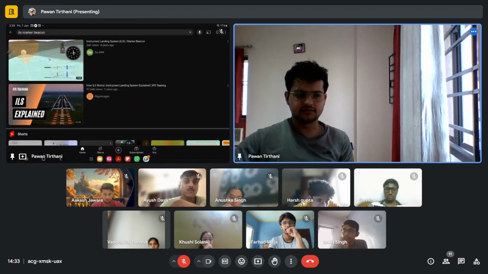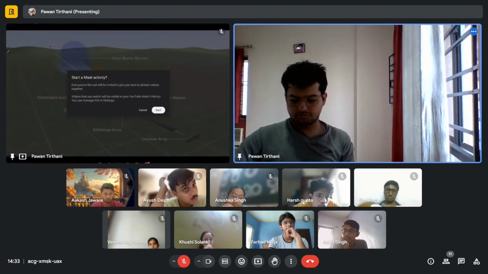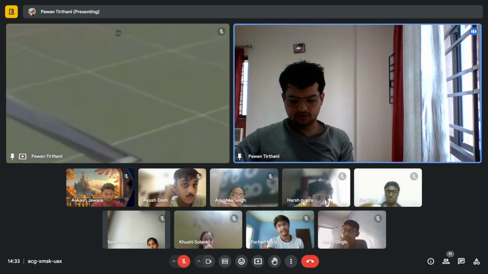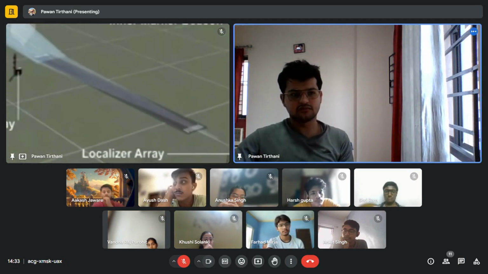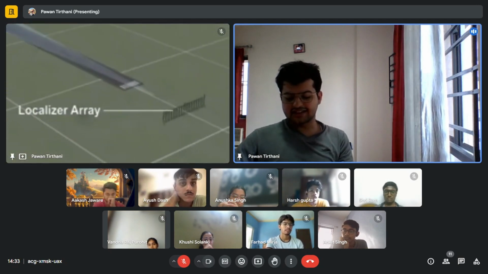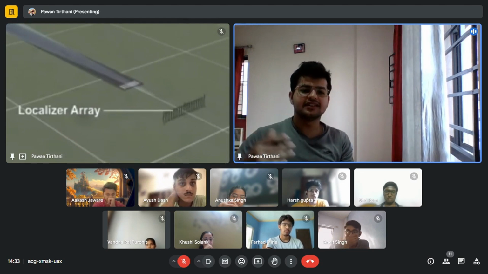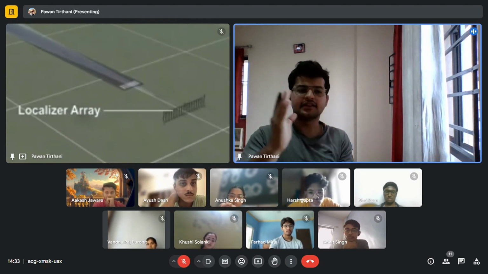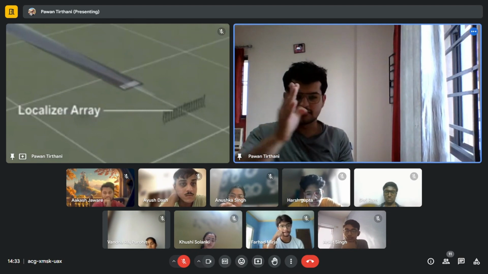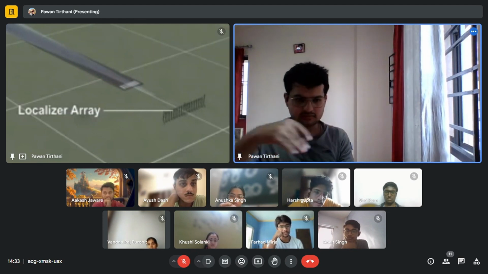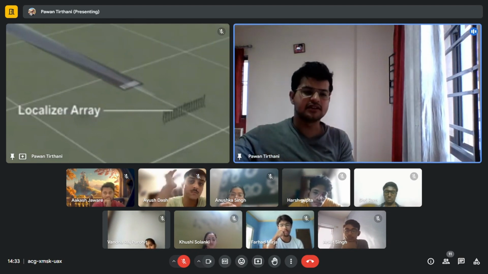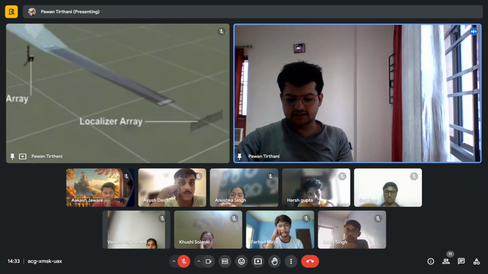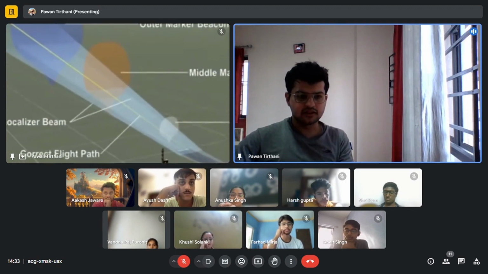Look at this, huh? So you have a runway over here. Localizer array, matlab localizer antenna, an array of antennas. Computer science people will understand this. This is an array of antennas. Line में बहुत सारे मैंने antenna लगा दिए. It's an array. ठीक है? They are sending the beams over here. Okay?